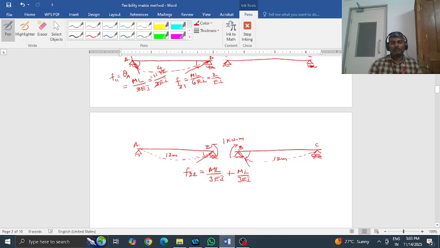Don't write adding these two ML by 3EI straight away, because sometimes the length may be different in your other problems. First substitute, then you add. So now both put together it is 8 by EI. So now the F matrix is ready.